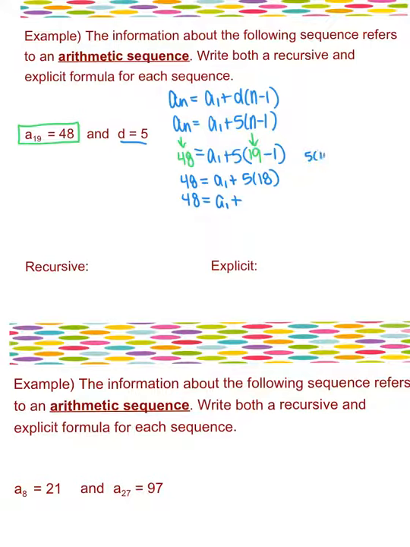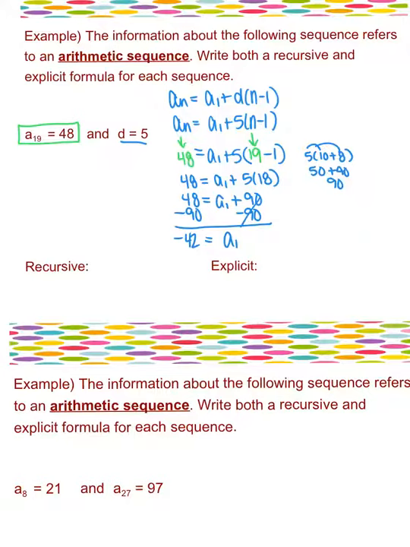I'm probably going to split that up and distribute. So I'll have 10 plus 8 is 18. 5 times 10 is 50. 5 times 8 is 40. So that's 90. And then I'm going to subtract 90. So I have a sub 1 is equal to 48 minus 90, negative 42 for a sub 1.